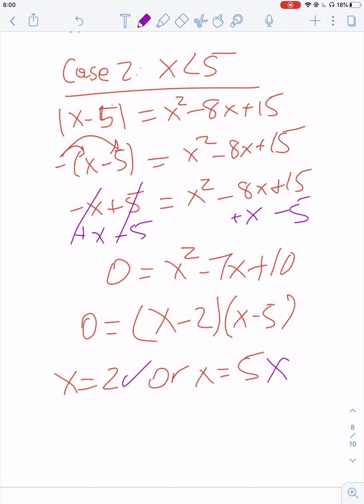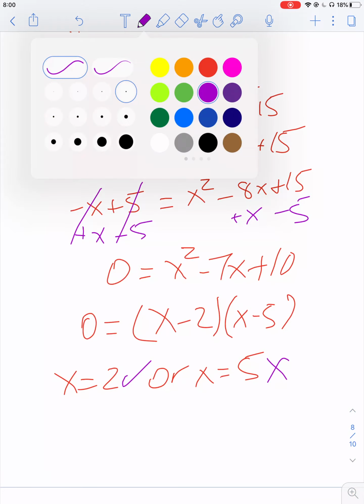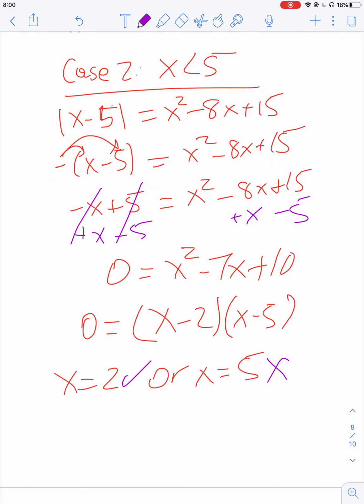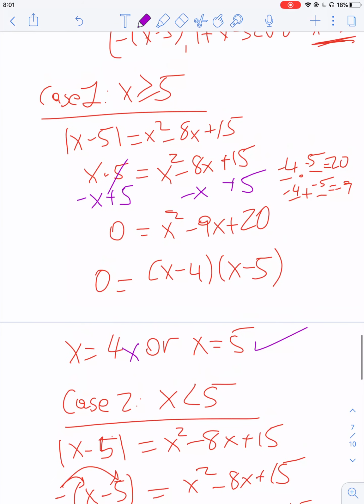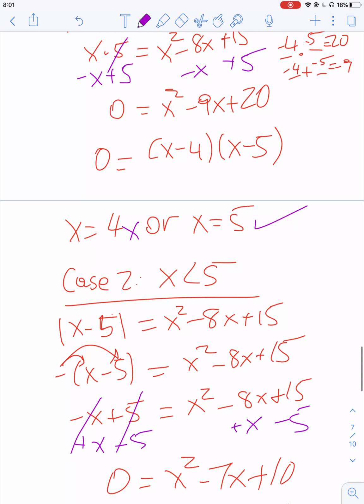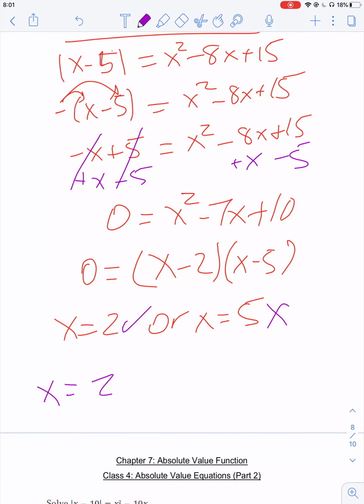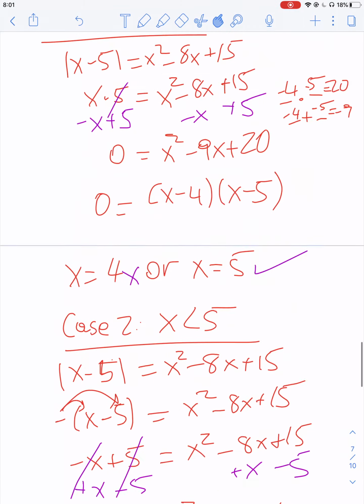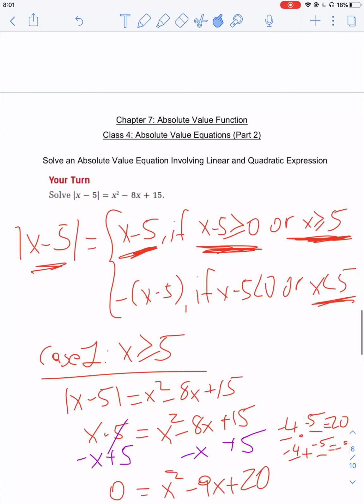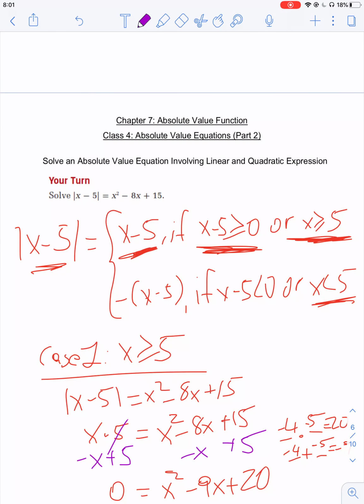Okay. So my final solution, if I put everything together, there's going to be two solutions here. So x is equal to, let's just put them in increasing order, 2 for that one, and 5. So x is either equal to 2 or x is equal to 5. Okay, so these are the two solutions. Again, to convince yourself that this is the right solution, you can graph this. So why don't we do that?